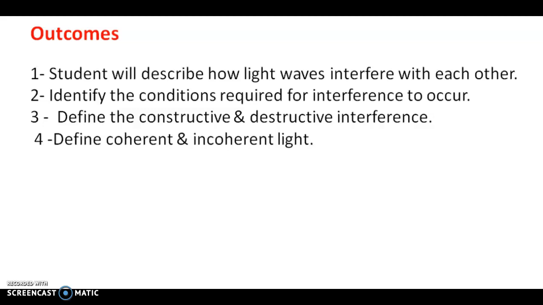We will continue our journey in physics with this video. The outcomes I expect from each of you are: you will be able to describe how light waves interfere with each other; you will identify the conditions required for interference to occur; you will define constructive and destructive interference; and last but not least, define coherent and incoherent light. So let us start our journey.